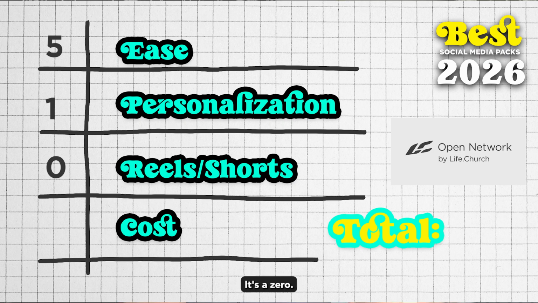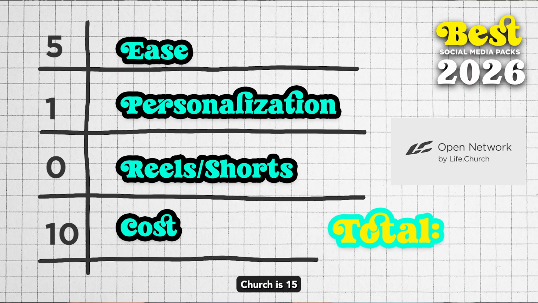Reels and shorts, it's a 0. There's no reels and shorts here. It's graphic. It's picture. And then finally, cost. We're gonna give it a 10 on cost, which means it's cheap. So high on the cost meter means that it was free. So the total score for Life.Church is 15 out of 40.